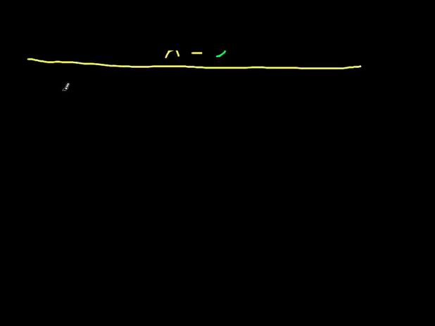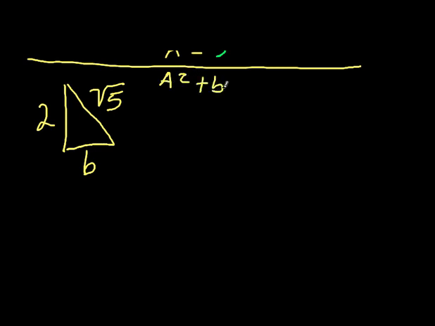I'm going to draw a simple triangle right here. And I'm going to label this side root 5, or radical 5. I'm going to label this side 2. I'm going to label this B. A squared plus B squared is equal to C squared. Now let's plug in 2 squared for A. So 2 squared plus B squared is equal to root 5 squared.